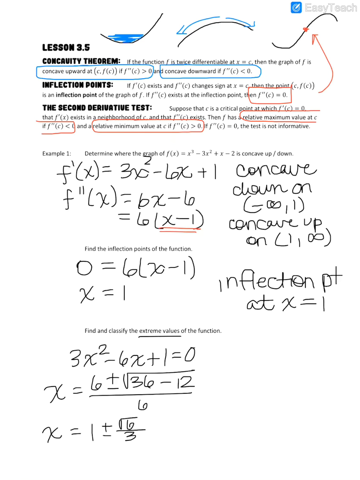And just for our own knowledge, radical 6 over 3 is like 0.8, and it's irrational, so it goes on from there, but it's somewhere around 0.8, and that's just going to be important for us in a minute.